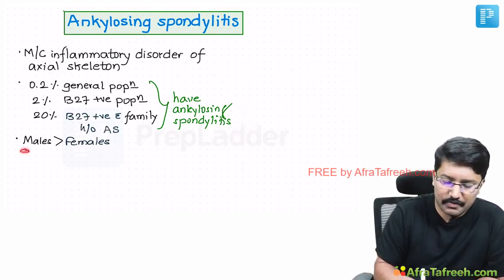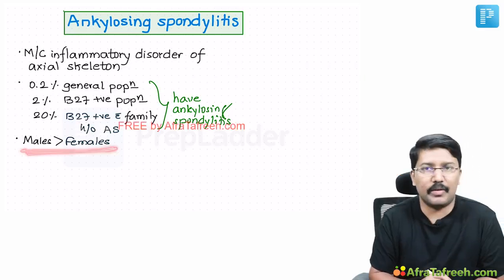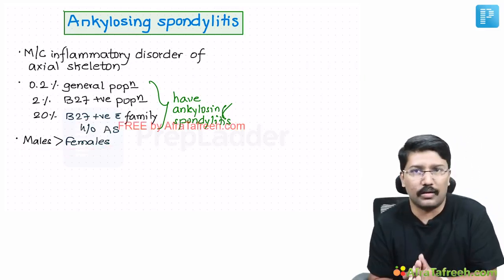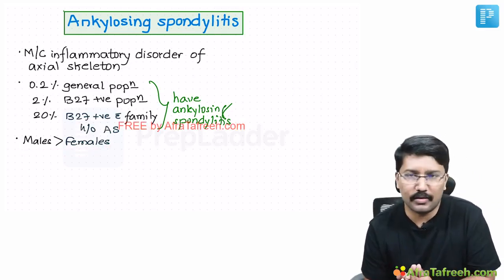Obviously, we already know the shared feature. Males are going to be more affected than females in the ratio of roughly 3:1.